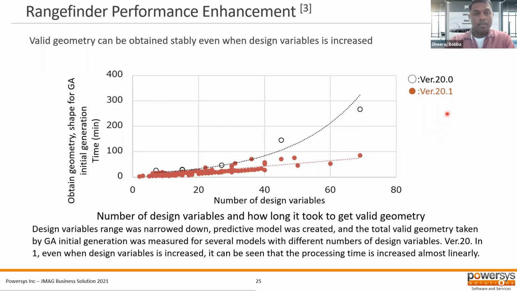And as I said, this has been recently added to version 20, and there's already been significant improvement with version 20.1. So the black curve here is the time it took for geometry shape for genetic algorithm initial generation using the rangefinder. And version 20.1, it's quite improved. And the x-axis here is the number of geometry variables that are defined.